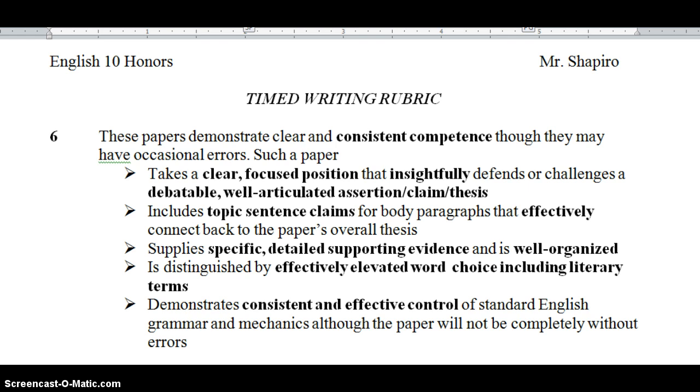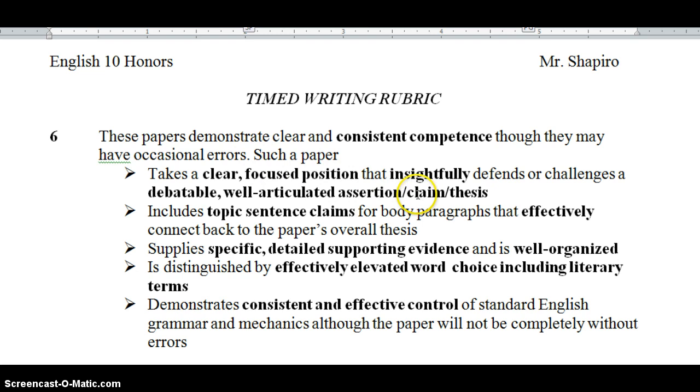If you decide to take AP English in 11th or 12th grade, those courses work with a 1 through 9 rubric, so it's even more specific and more precise with regards to what your paper will need. With us, a 6 would equal an A. These papers demonstrate clear and consistent competence, though there may be occasional errors. With the time writing, no teacher is ever expecting perfection. There are going to be, due to the time, some errors perhaps, so don't worry about them as long as they're occasional. Don't expect perfection.